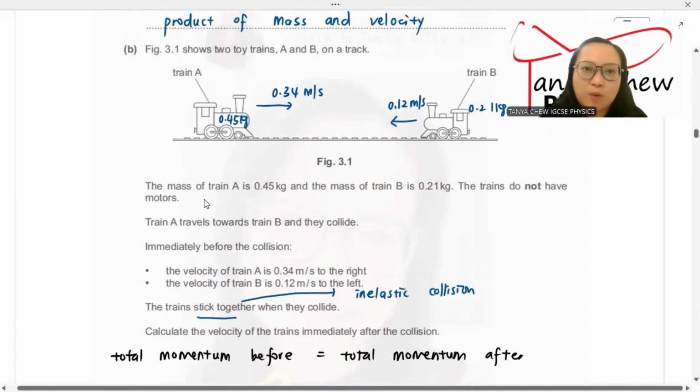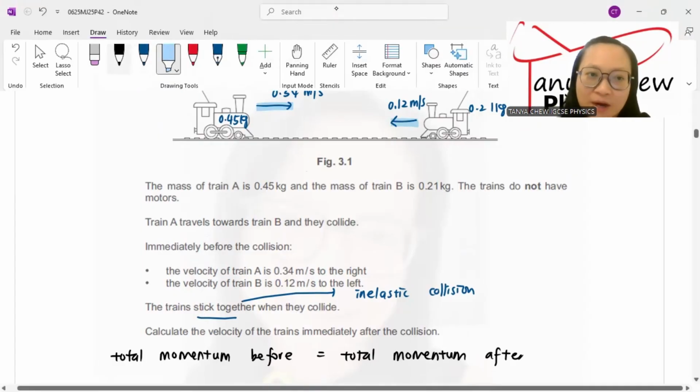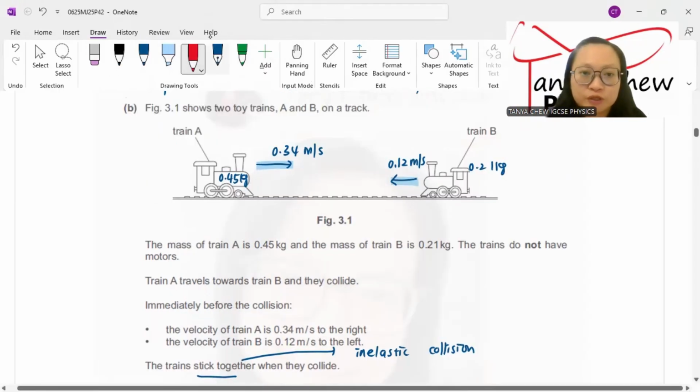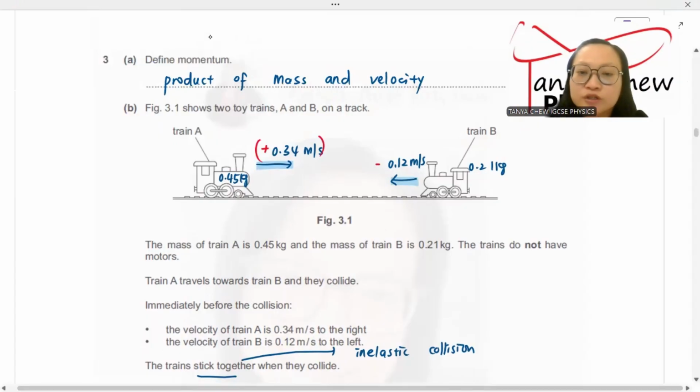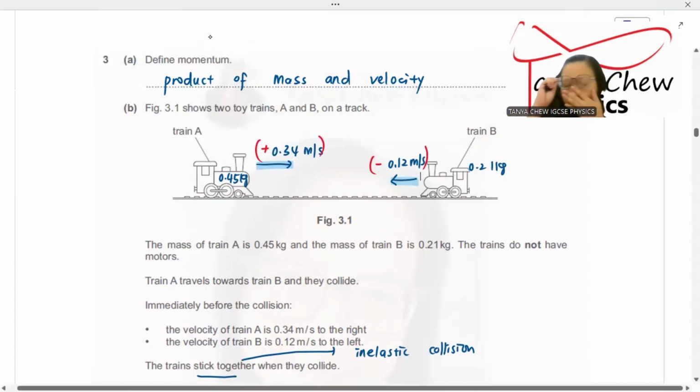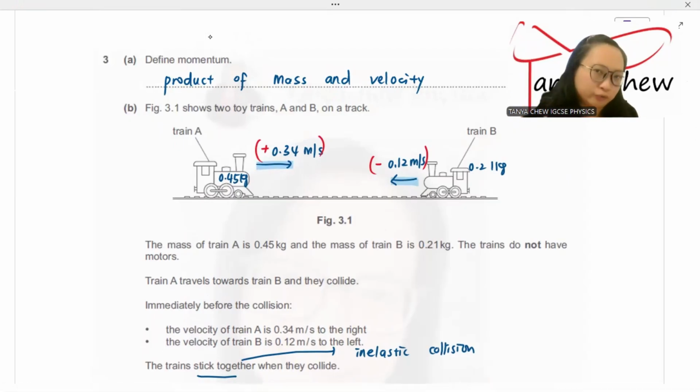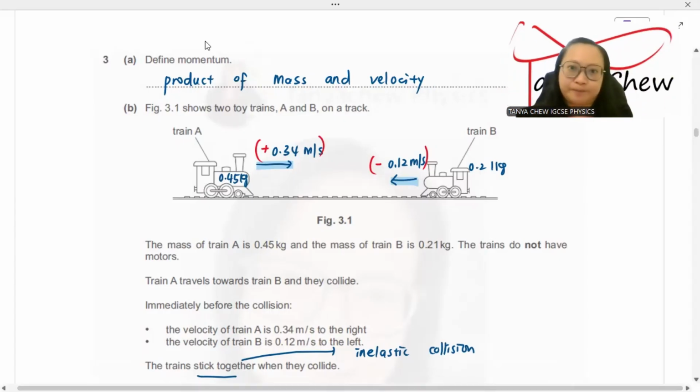So total momentum before, and another thing that you should bear in mind is that momentum is a vector quantity. Train A is moving to the right, train B is moving to the left. So you have to set one direction positive and the other direction negative. I am going to put direction to the right as positive, direction to the left as negative. After the collision, I don't know whether the two trains are moving to the left or to the right, but I would know it when I do my calculation. If I get a negative value, it means that my trains are moving to the left. If I get a positive value, it means that my two trains are moving to the right.